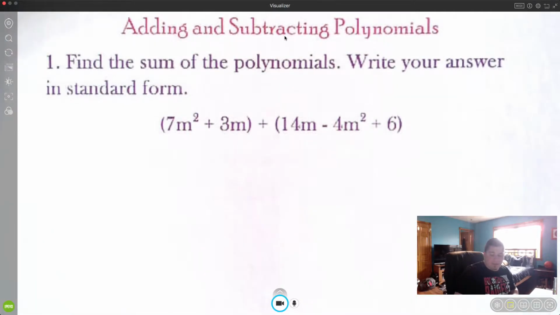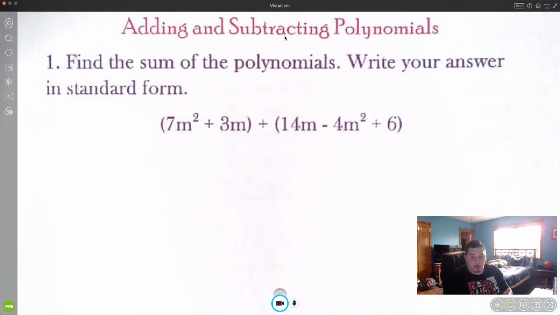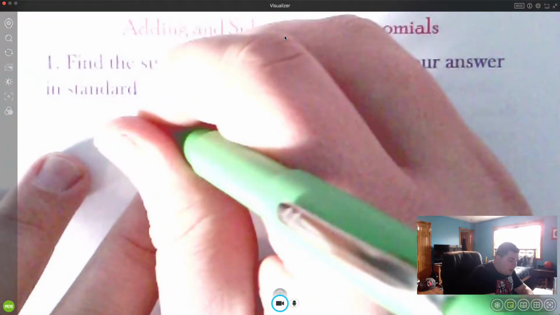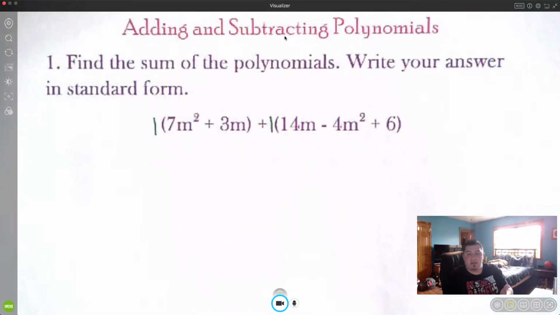So number one is saying we're going to find the sum of the polynomials. Sum just means add. And we are going to write that answer in standard form. One of the first things I want to say is always pay attention to the sign in the middle. That's going to tell you what operation you're doing, whether you're adding, subtracting, or multiplying. If it is adding, there has to be a plus sign. And what I always say is this: there's always an invisible 1 in front of parentheses. Just like if we had x, it's 1x. Well, we have 1 of that parentheses set.